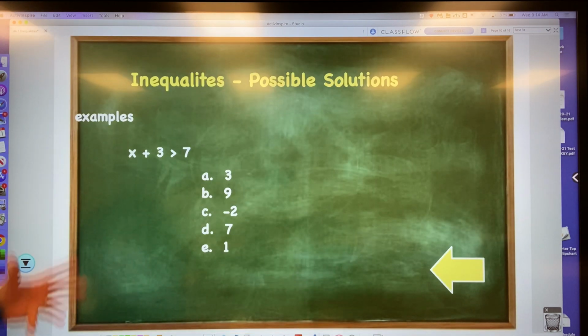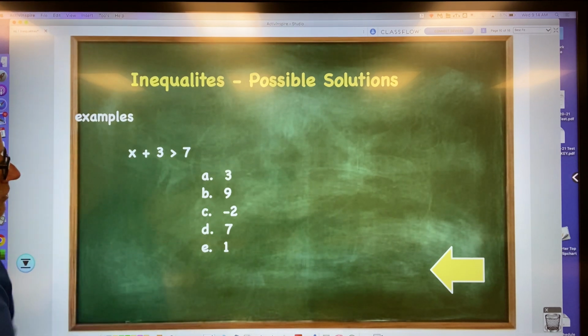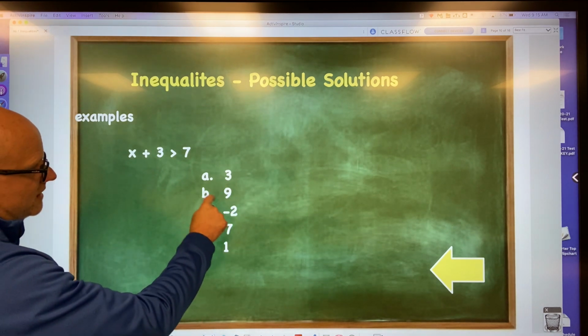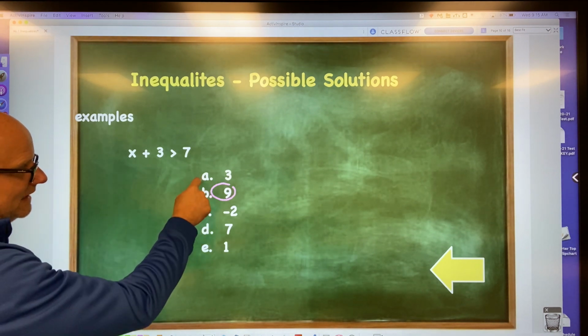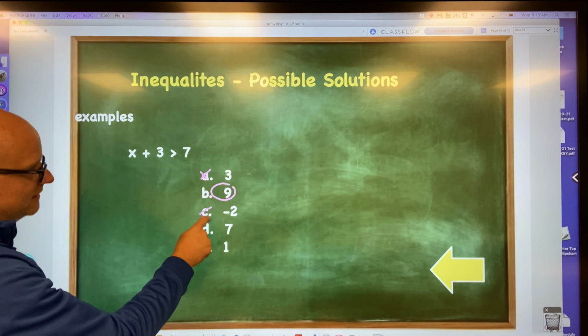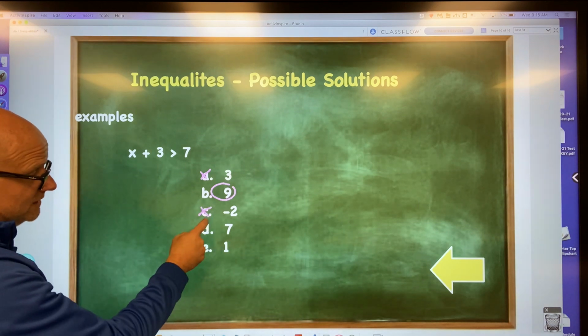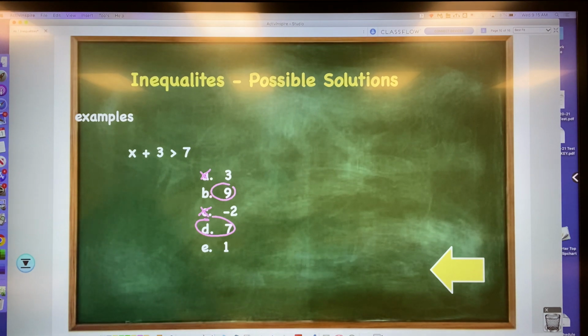And then possible solution. So here, x plus 3 is greater than 7. Which of these could be a possible solution? Well, of course, it could be 9, or B, because 9 plus 3 is greater than 7. It can't be A, because 3 plus 3 is not greater. Can't be C, because negative 2 plus 3 is not greater. Could be D, because 7 plus 3 is greater.